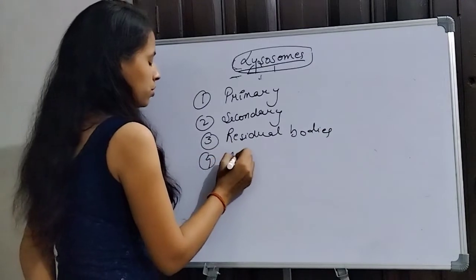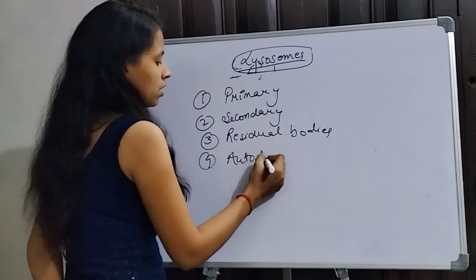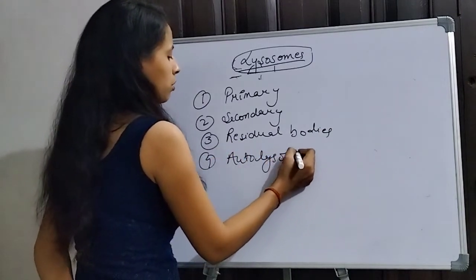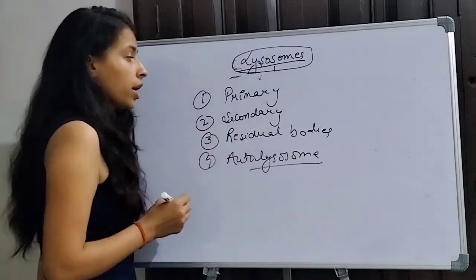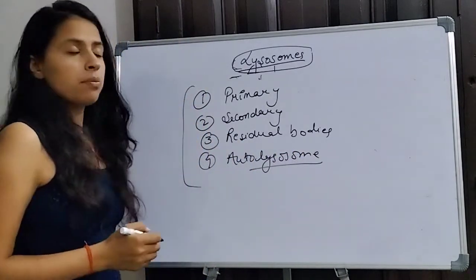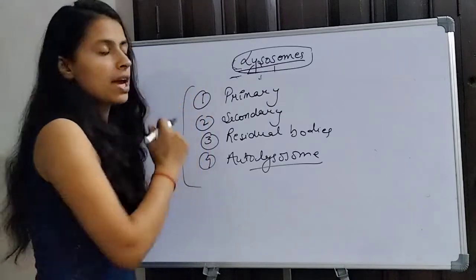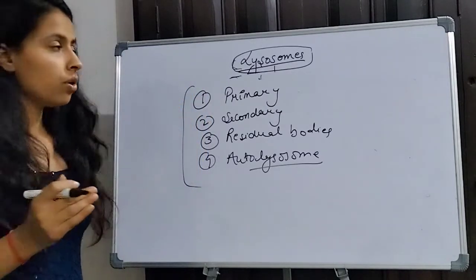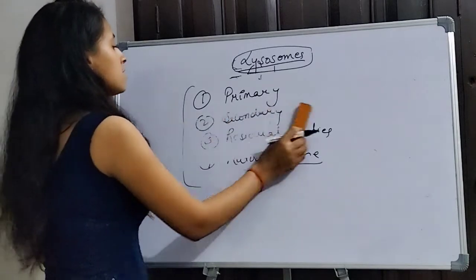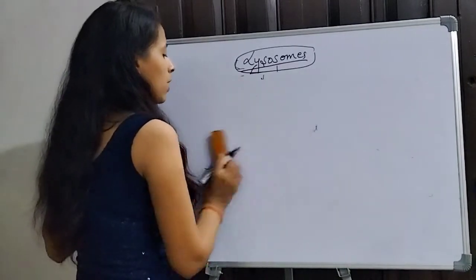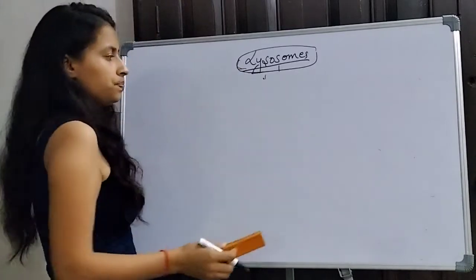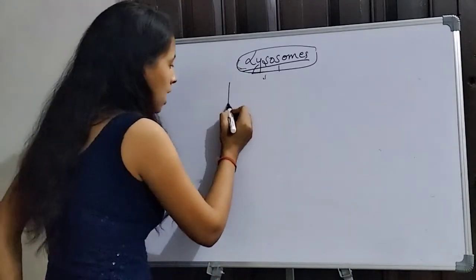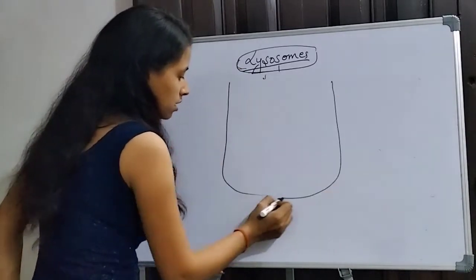fourth is autolysosome. Basically we call it autolysosome in simple words. These are the four types or forms of lysosomes which occur in our body during their lifetime. So let's start discussing the types or forms of lysosomes which occur in our cells. For example, this is the cell.